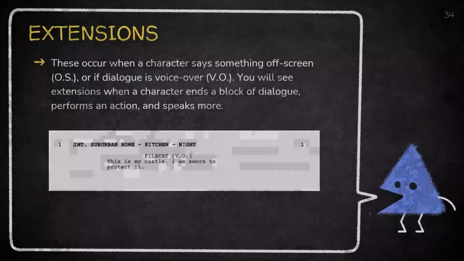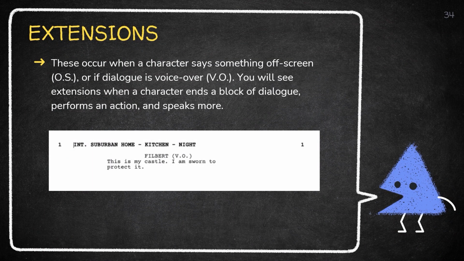So, extensions. These occur when a character says something off screen, or in a dialogue or a voiceover. You will see extensions when a character ends a block of dialogue, performs an action, and speaks more. Extensions are used when something is indicated as VO or put into parentheses. That means it shouldn't be done during the filming. It should be off-screen dialogue or off-screen work for the production team. It shouldn't be included during the filming.